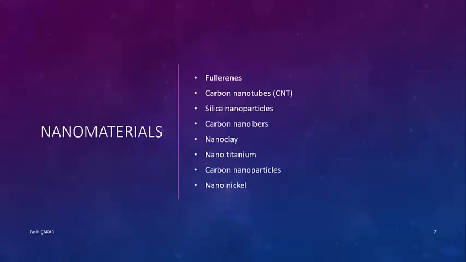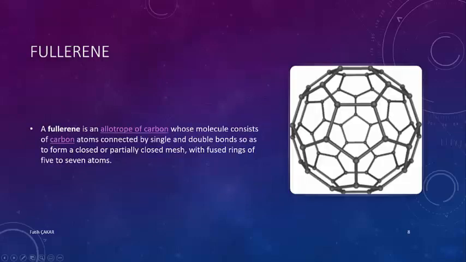Now, I'm going to talk about nanomaterials. These nanomaterials are fullerenes, carbon nanotubes, silicon nanoparticles, carbon nanofibers, nanoclay, nanotitanium, carbon nanoparticles, and nanonickel. One of the main nanomaterials is fullerene. A fullerene is an allotrope of carbon, whose molecules consist of carbon atoms connected by single and double bonds, so as to form a closed or partially closed mesh, with fused rings of 5 to 7 atoms.